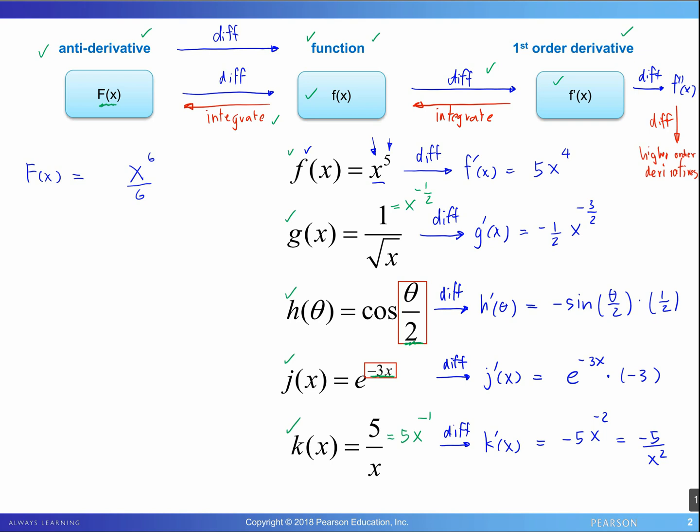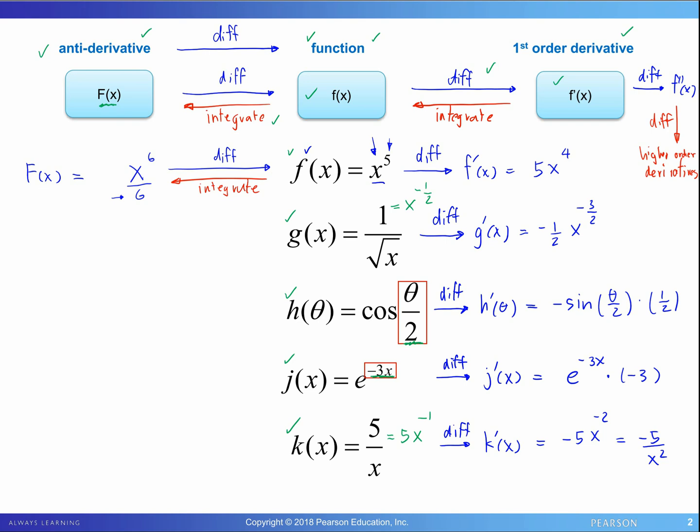Okay, now let's try to diff this. You diff this along this arrow. 6 is going to come down, cancel with this 6 down here. It's gone, and then power decreases by 1, so we have x to the fifth as the result of that. So this is diff. But what we just did is the reverse logic, which is the integration. Going from x to the fifth, right here, integration.